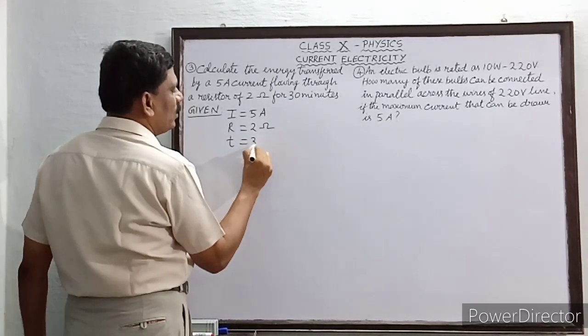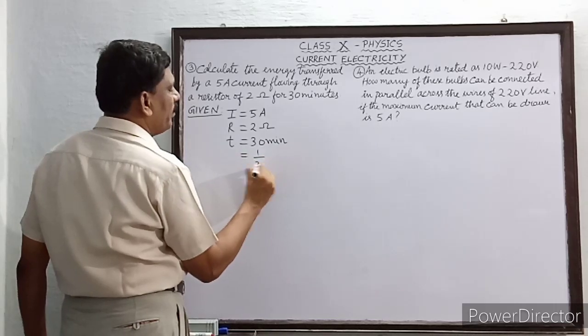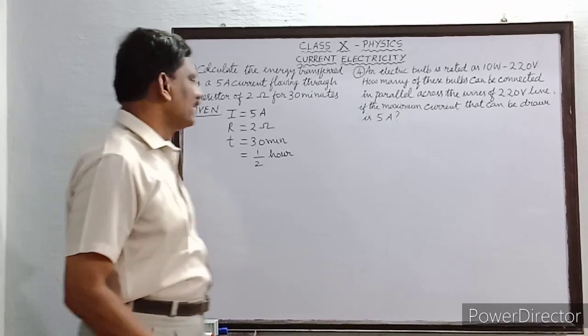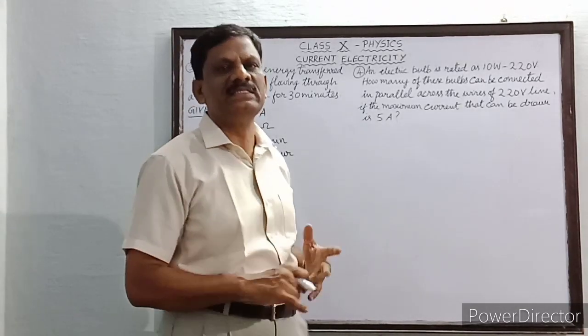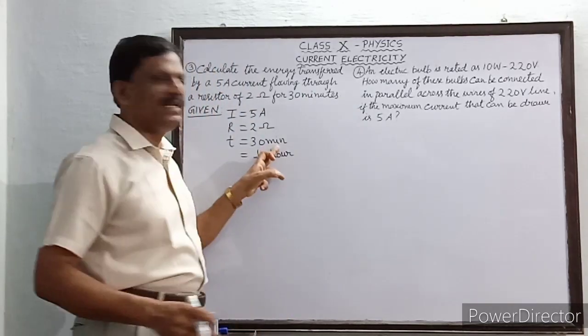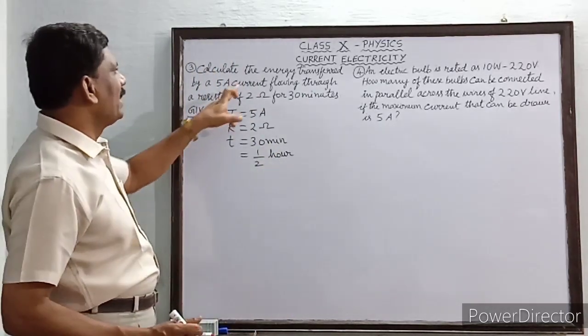So I will write it both in minutes as well as hours. So this is equal to 1 by 2 hour, half an hour. Because we are using the unit for electrical energy, kilowatt hour, that is why I have converted the minutes into hours. 30 minutes is equal to what? Half an hour. Now, what is asked here?